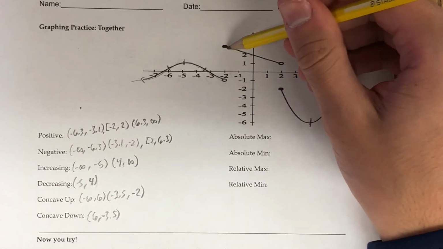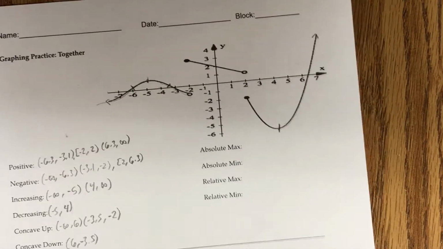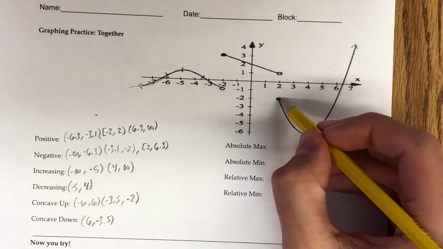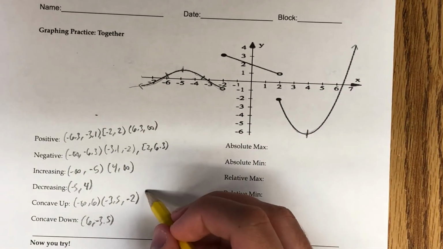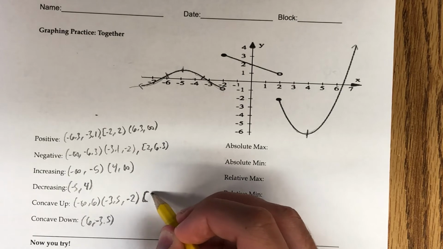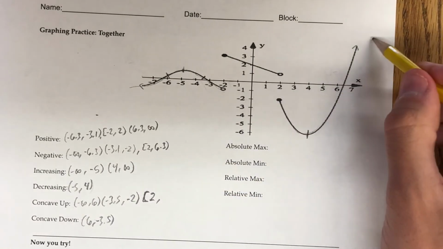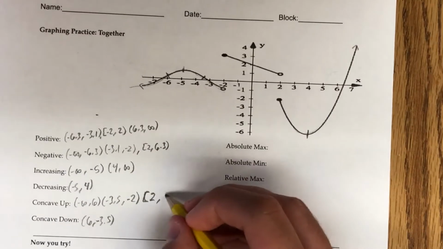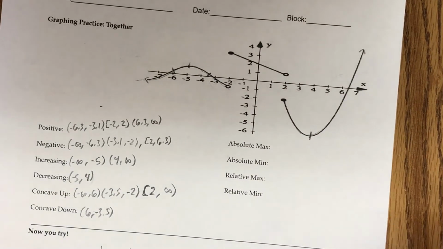And this is a straight line, so it's not concave down or concave up. But then this last piece here, from 2 including, all the way to infinity, is all concave up.